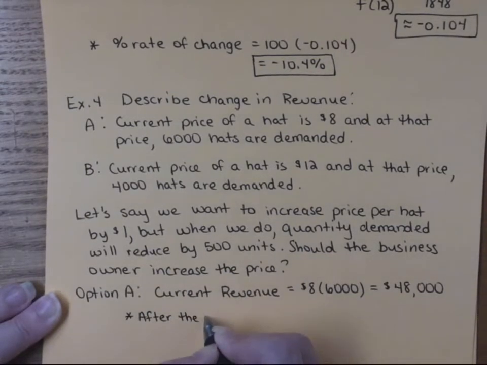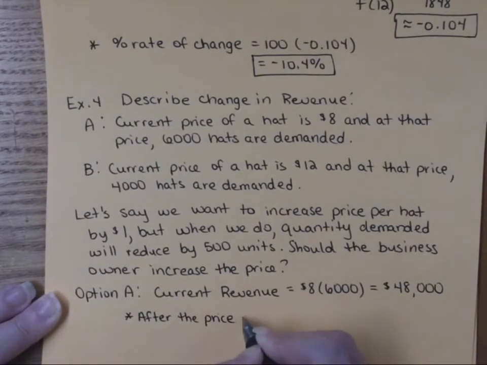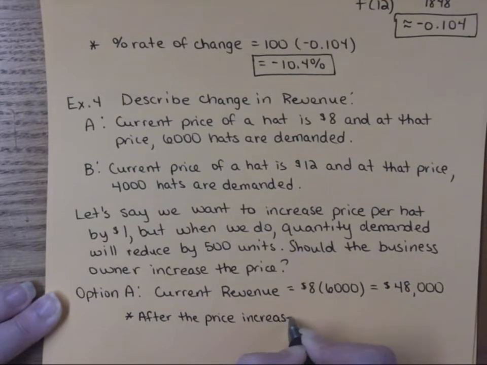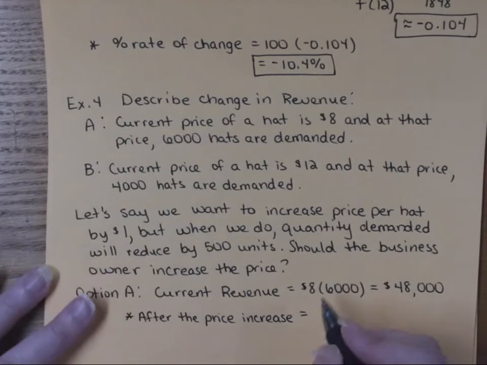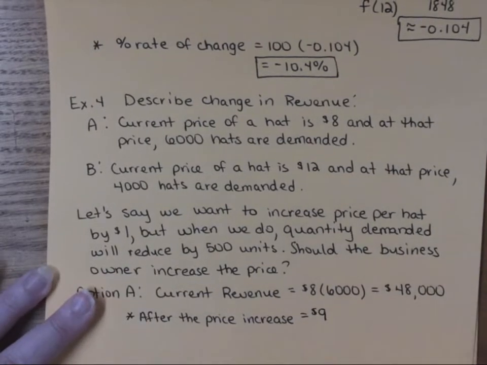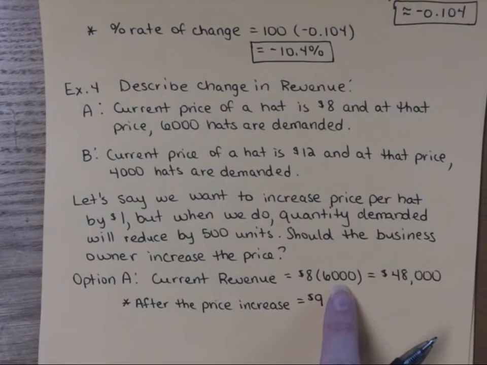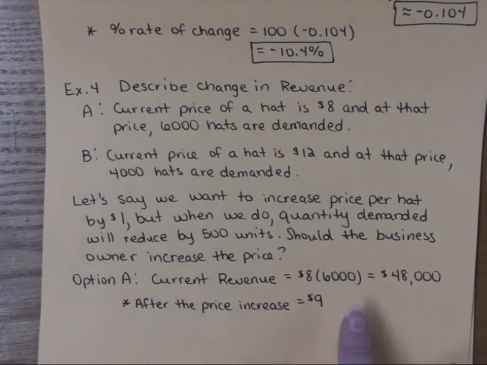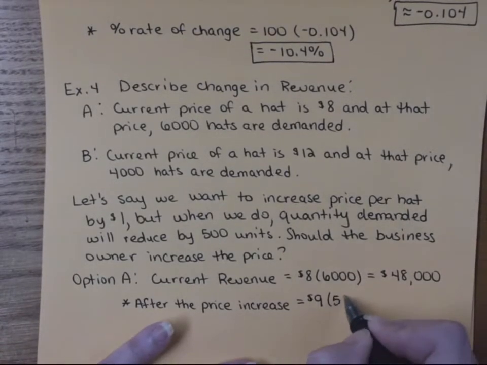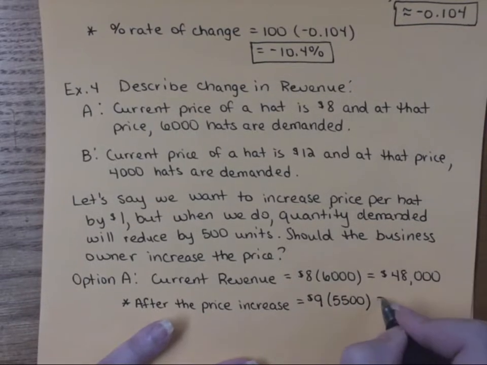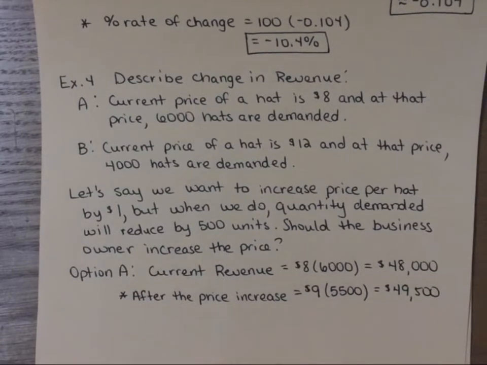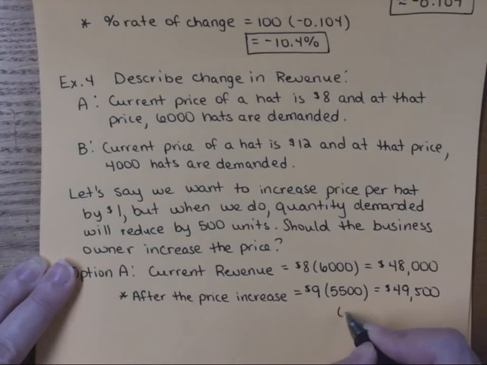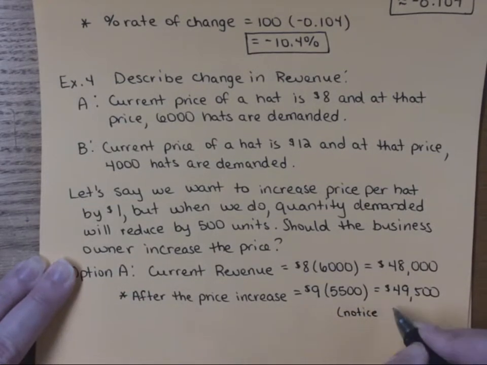All right, so let's talk about what happens after the price increase. So somebody in sales, somebody in marketing is wanting to increase the price of the hat by $1, right? So in other words, we're going to bump the price of that hat up to $9. But when we do, our demand is going to go down by 500. So instead of 6,000 being the quantity demanded, now we're only demanding 5,500. And so the question is, would that be a good move for option A? Okay. Notice we have an increase in price. Sorry, not price, but revenue.